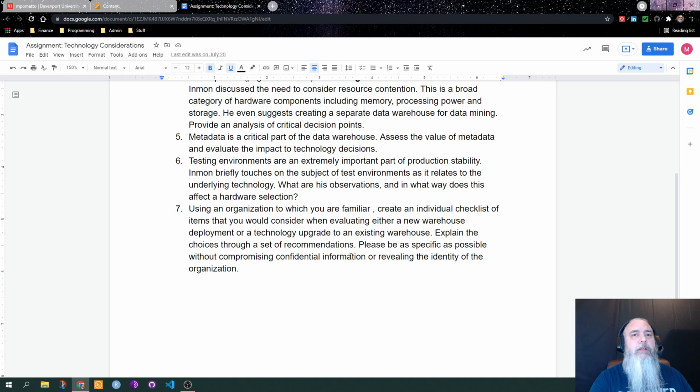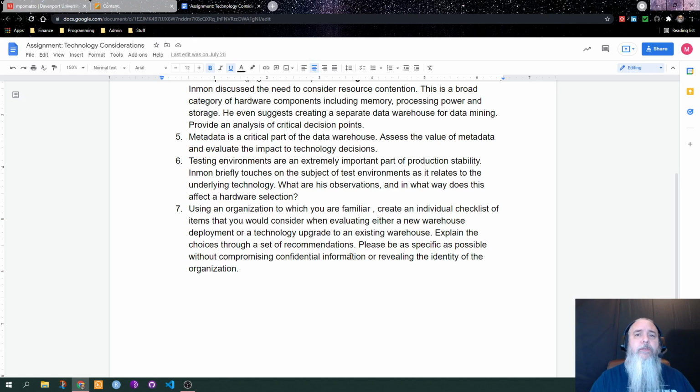What kind of impact would that have on a hardware selection if you're looking at various testing strategies? So there's a lot that could go into that particular question. Again, kind of just go around with your solution, but also think of what would be the most important things that you would want to pull out if you were looking at testing environments, and just discuss that briefly. And then finally, let's talk about this checklist.